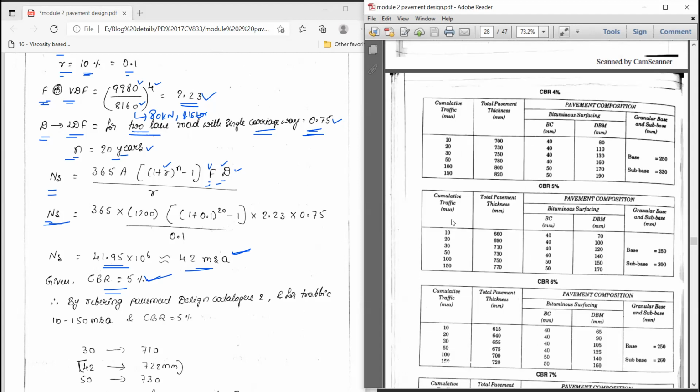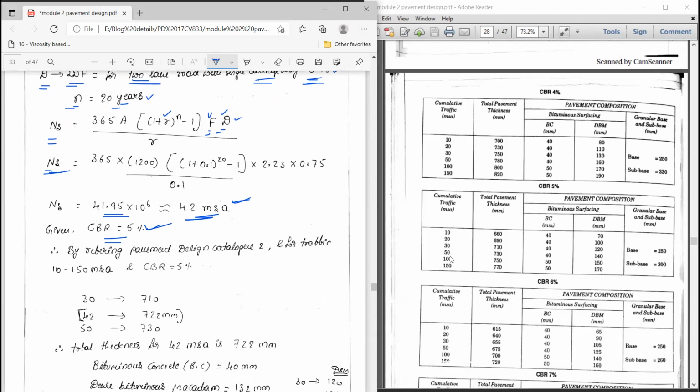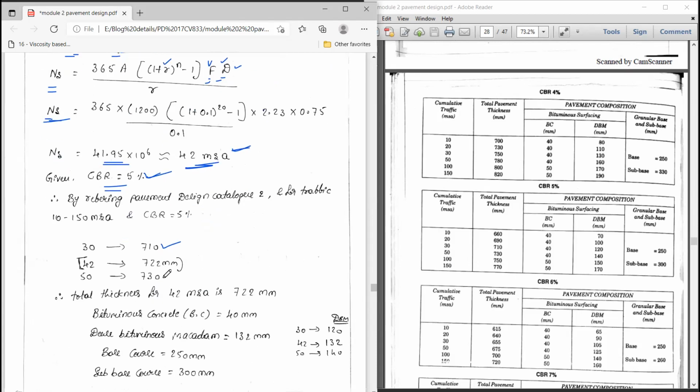Here you can see cumulative traffic starts from 10 to 150. Ours is 42 MSA, right? 42 means it will come in between 30 MSA and 50 MSA. For 30 MSA, total pavement thickness is 710 mm. For 50 MSA traffic, total pavement thickness is 730, I had written here. So do the interpolation between these two. For 42 MSA, the total required pavement thickness is how much? 722 mm.